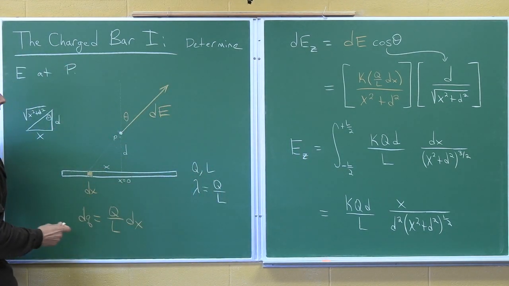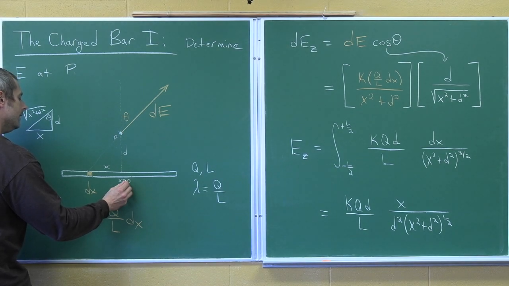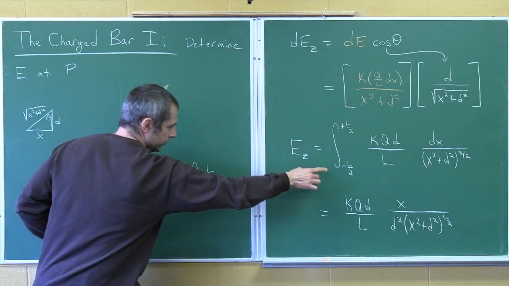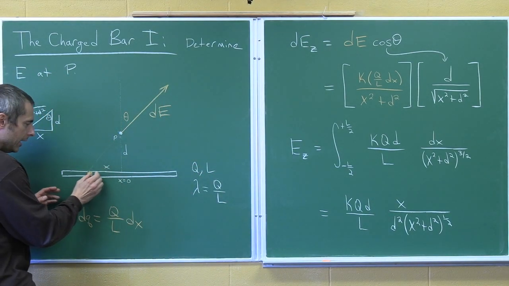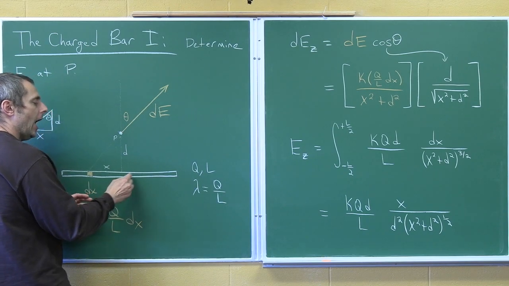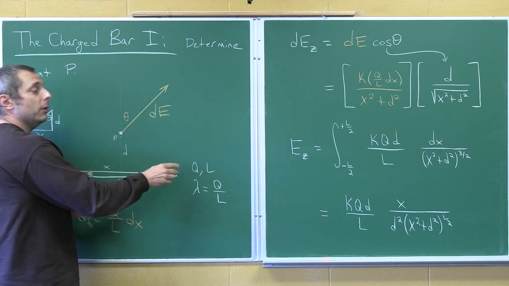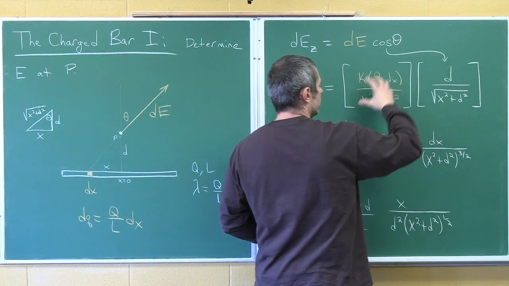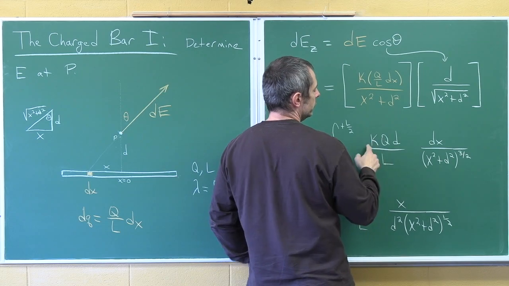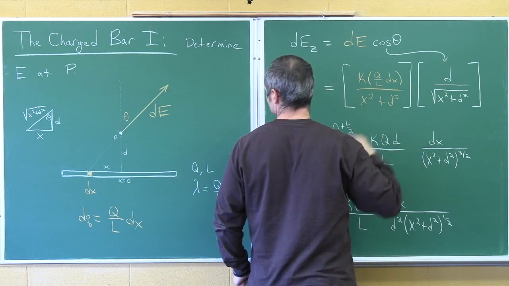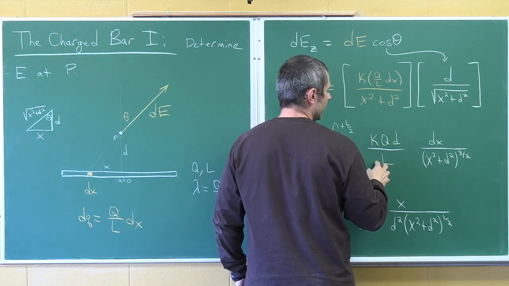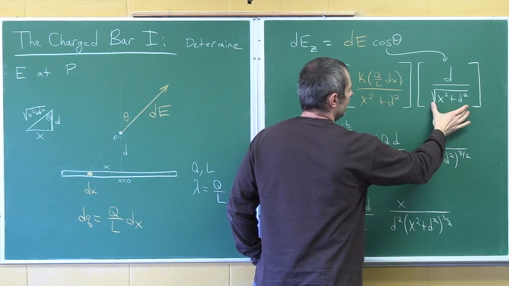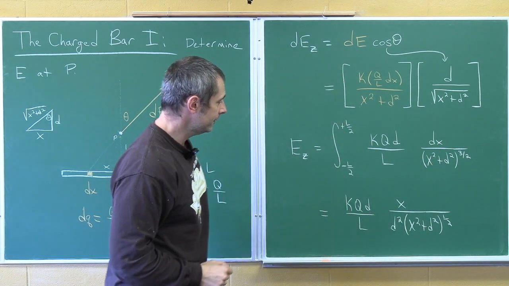So what does that make the limits? Well, if this is x equals 0, this is to the left half the length of the bar, minus L over 2. And then we add up until we get to halfway the length of the bar in the positive direction. So there's the other limit. What I've done is I've sort of brought together all the constants here: the K, Q, D, right? D doesn't change. Neither does the length of the bar, okay? The variables are the dx and this, which combine to the 3/2 power.